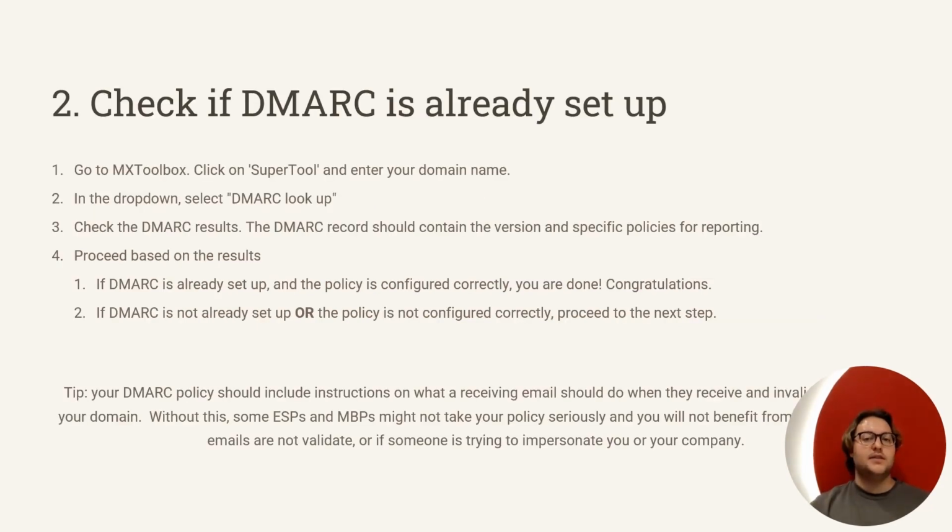Checking if a DMARC policy is already configured is an important first step. Go to mxtoolbox.com and use the super tool to look up your domain's DMARC record. Review the DMARC results. This will show if DMARC is configured and what the policy settings are. If DMARC is already set up correctly, you're all set. Congratulations. If DMARC is not set up or the policy is not configured properly, you'll need to proceed to the next steps. The DMARC policy should include instructions for what receiving email servers should do with invalid emails from your domain. This helps you ensure your policy is taken seriously.